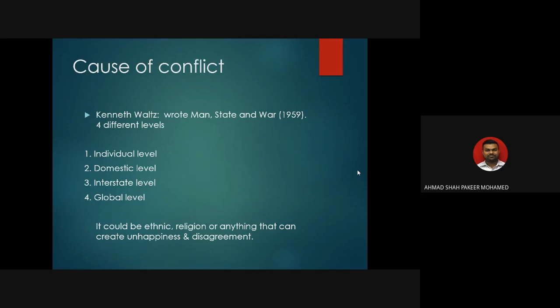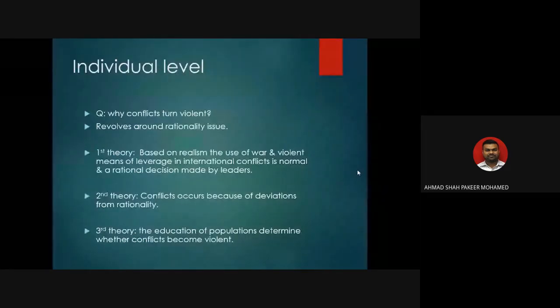These stages create the conflicts that happen in the world right now. Every conflict happening in the world right now. For example, the individual level. So this is the individual level. Individual level conflict is based on the individual perspective itself.